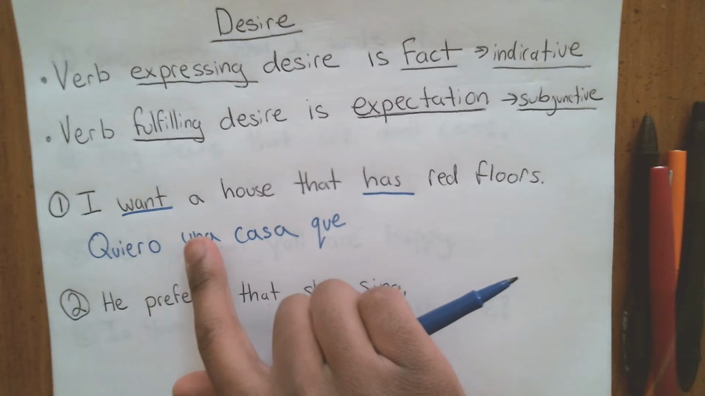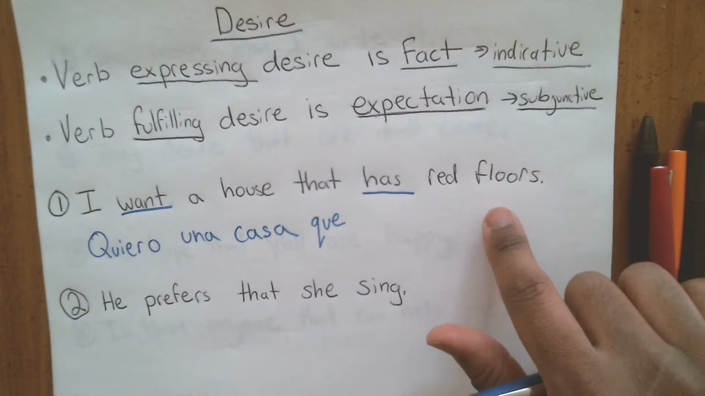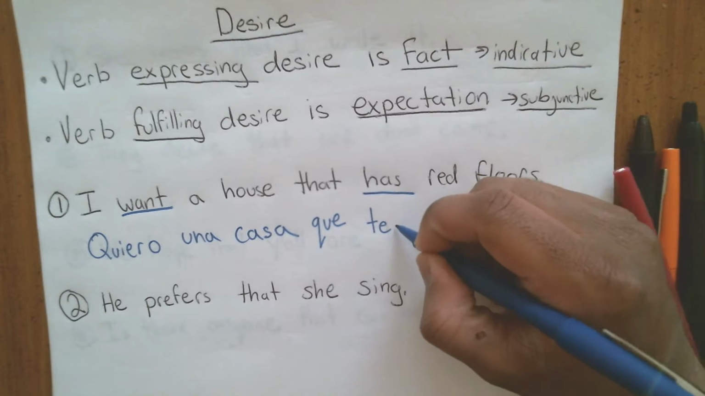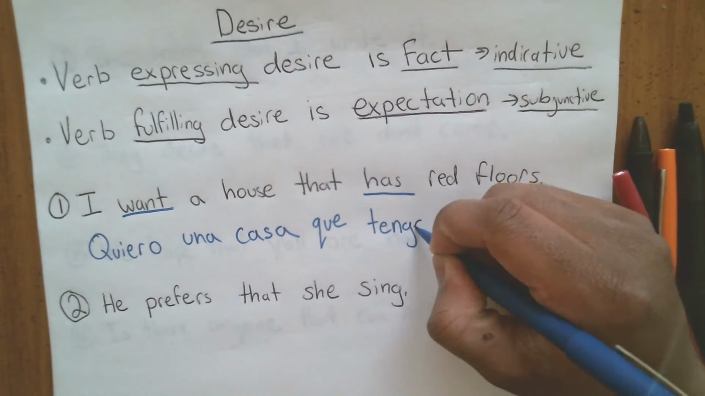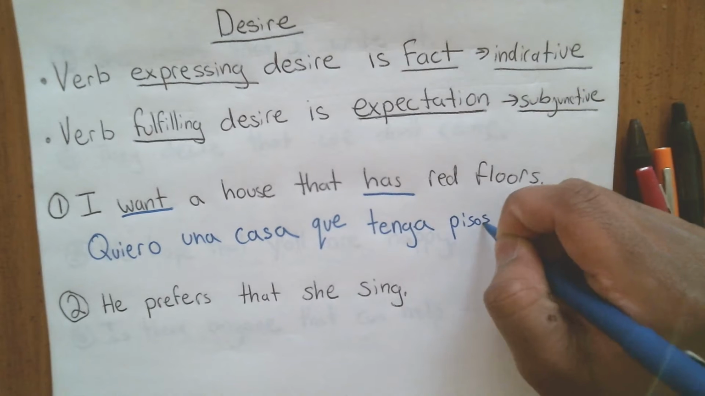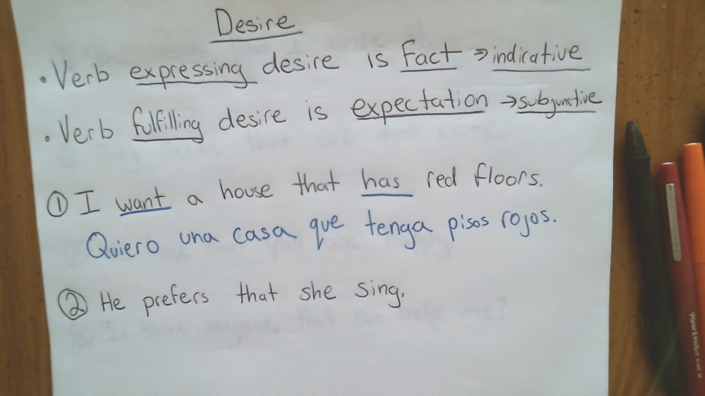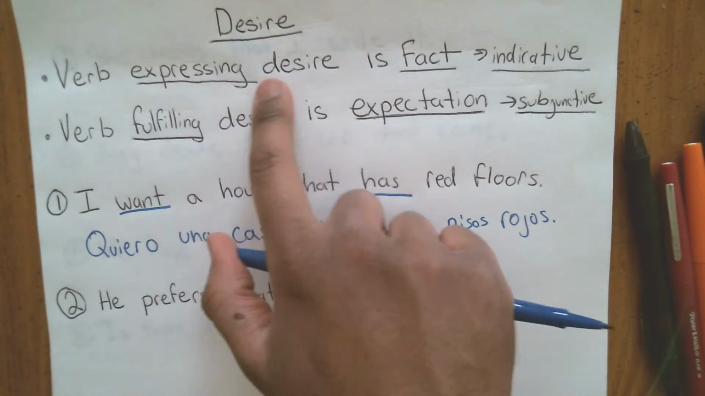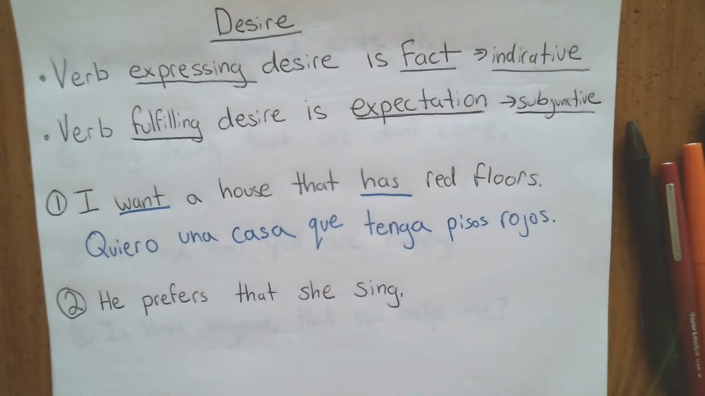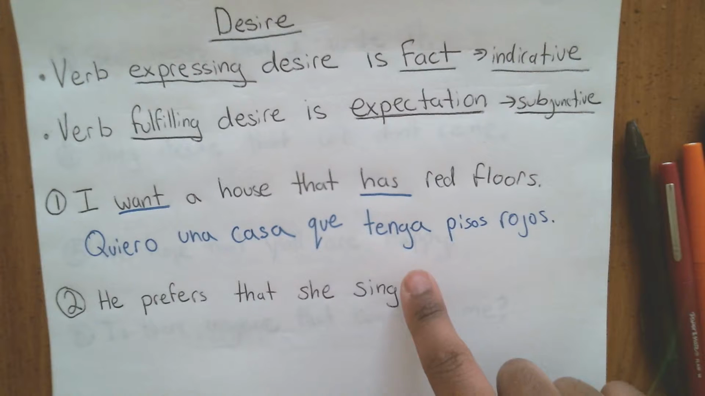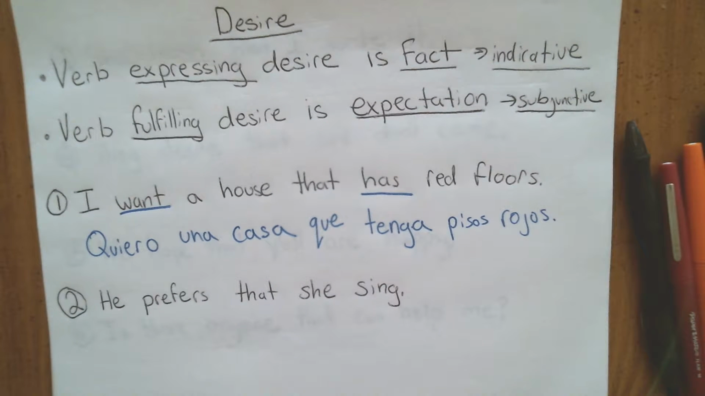So you would not say, quiero una casa que tiene pisos rojos. You would say, quiero una casa que, then the subjunctive form of tener, que tenga pisos rojos. Okay? So, like I said before, the verb want is expressing your desire. Your desire is real. That's why you just use the regular old form of the verb. But the verb that fulfills your desire, that house having those red floors, that's an expectation because you don't know for sure if you're going to get that house. So it's in the realm of uncertainty and expectation.